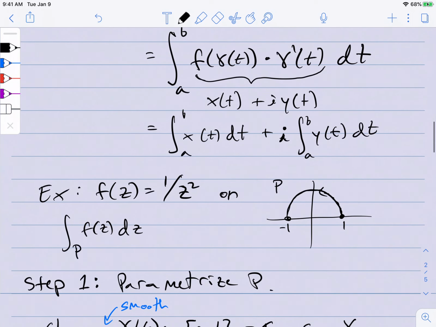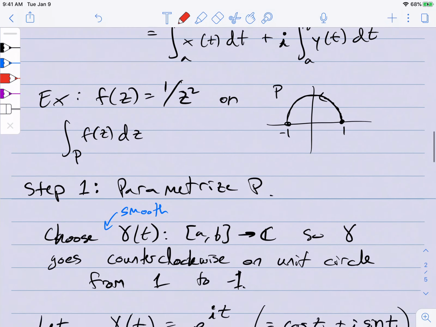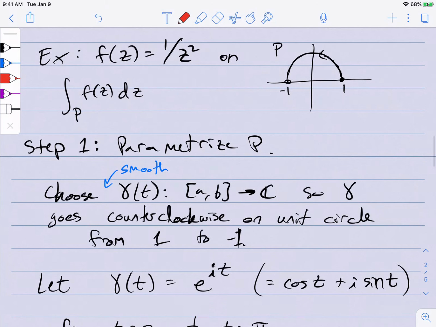A few things to note is it depends on our path. I mean, obviously, if I did a completely different path, I'd get a different answer. You might wonder, what if I did a path that started and ended at the same point? Well, you can get a different answer there as well. So it does depend on that path.